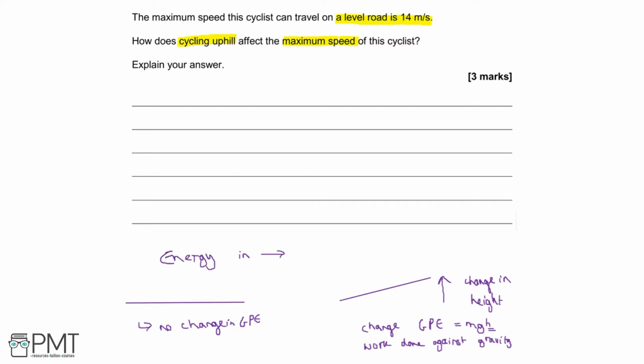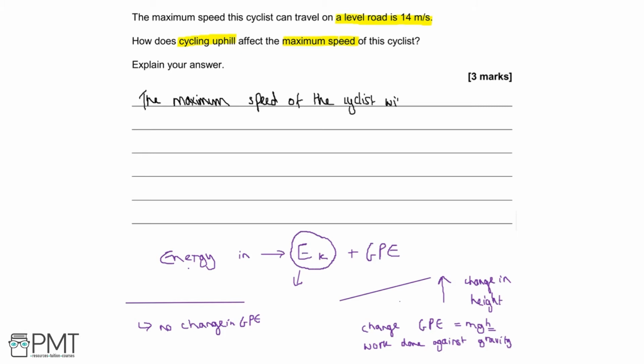However, in the second scenario here, where we have an incline, this goes to the kinetic energy, or the EK, of the cyclist, but also to their gravitational potential energy. And there are also resistive forces like air resistance that they have to work against. So if the energy in is going to stay the same, this means that the EK is going to have to decrease. So therefore, the maximum speed of the cyclist is going to decrease. And this is our first mark.